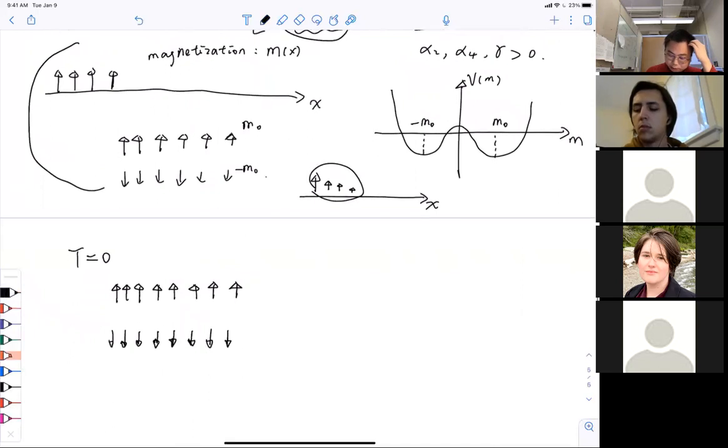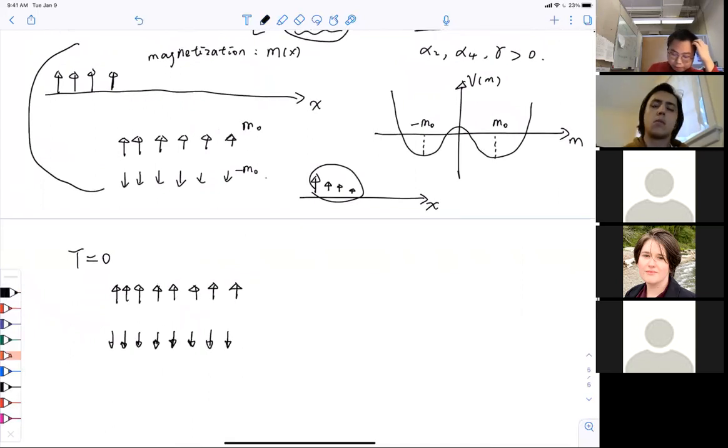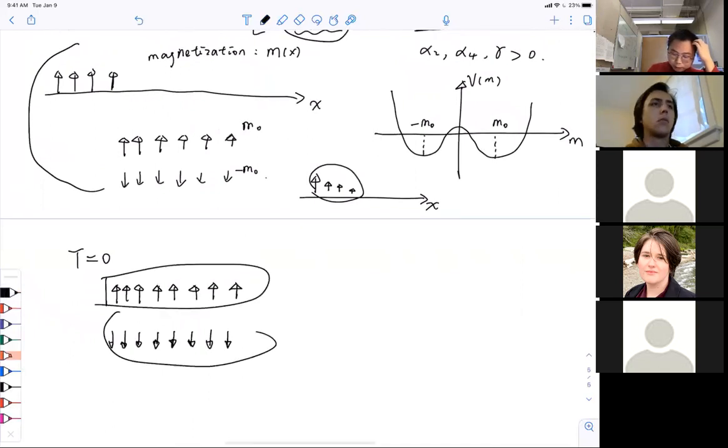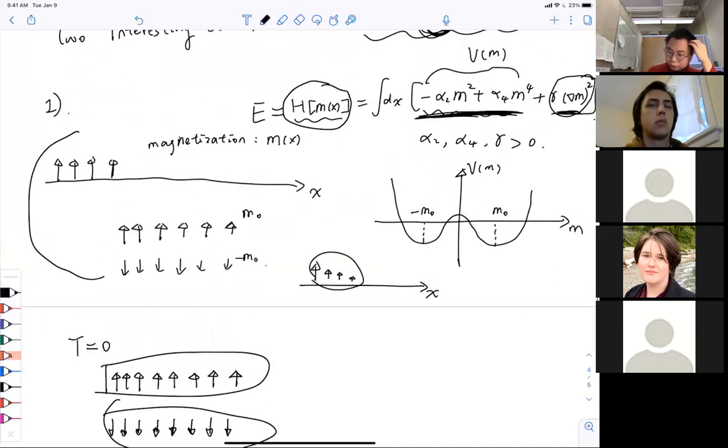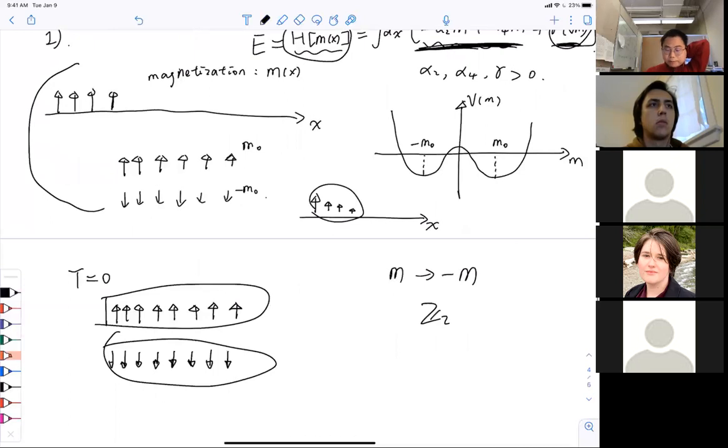By the way, if you choose this one or this one, it will always break the symmetry of your original Hamiltonian. Originally, the Hamiltonian is invariant under m going to minus m, meaning that there is a Z2 symmetry in the Hamiltonian. This ground state will break this symmetry, right?